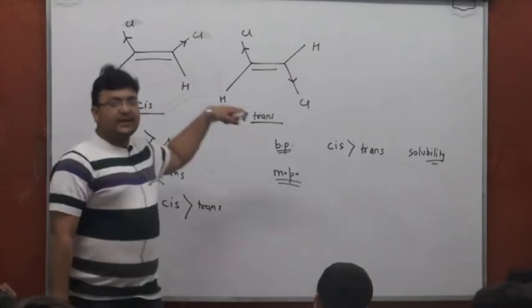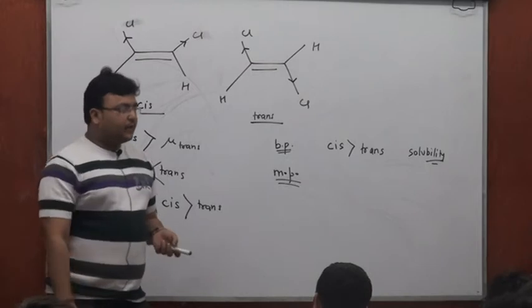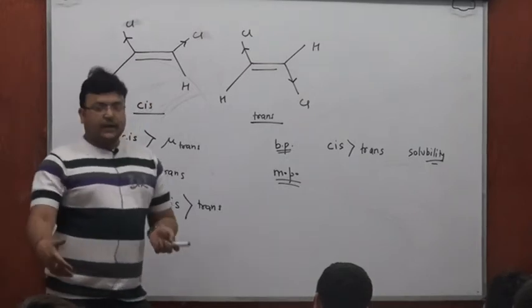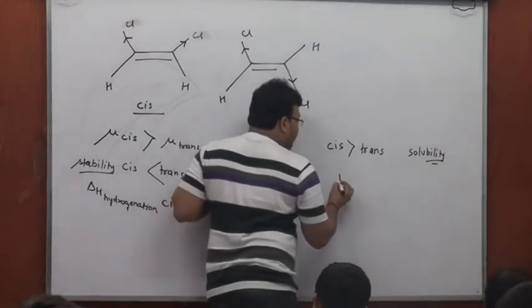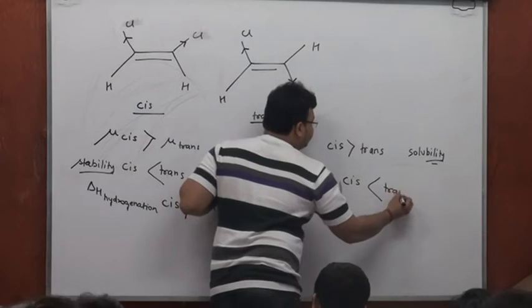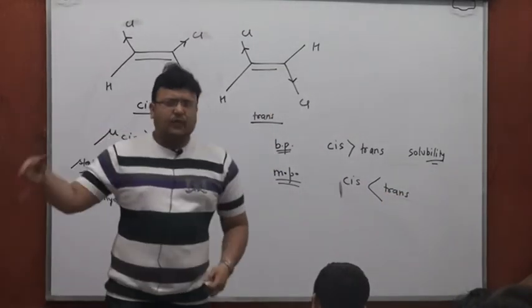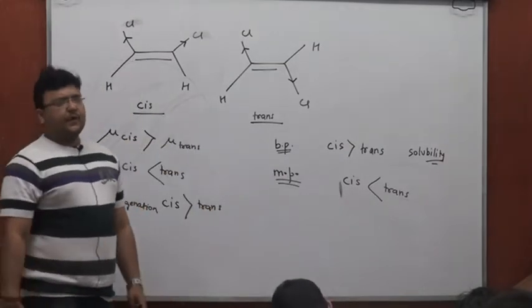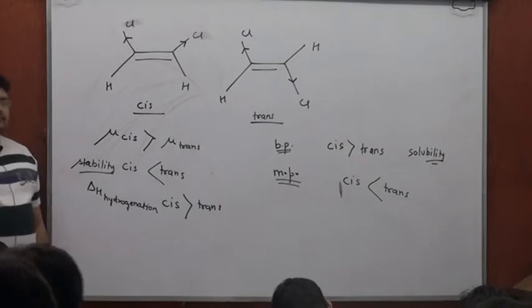A structure enjoying a zigzag nature is going to have a higher melting point, and that's why when it comes to melting point, cis will have a lower melting point than trans. We're going to see this time and again. More zigzag orientation, and the compound will have a higher melting point. Fair enough?